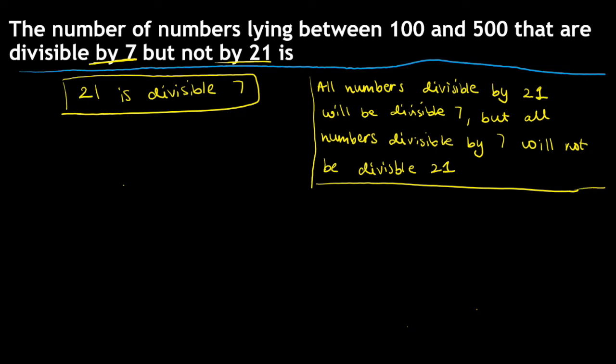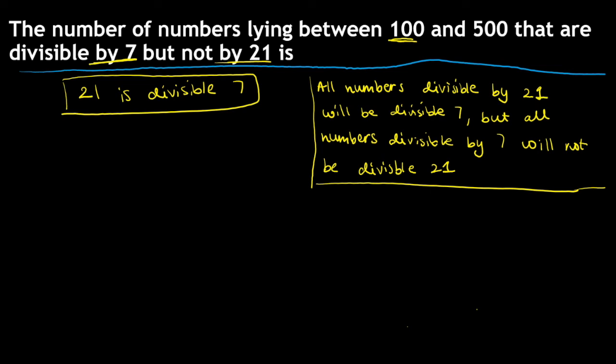So a possible approach could be to find all the numbers that are divisible by 21, because then all we have to do is eliminate the numbers that are divisible by 21, and we find the number of terms that the question asks us to find, right? So let's do that, right? So obviously we have to find the first term after 100. So our first term will be greater than 100 and our last term will be less than 500.